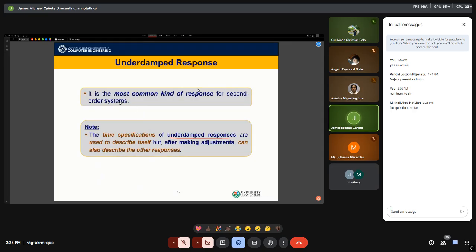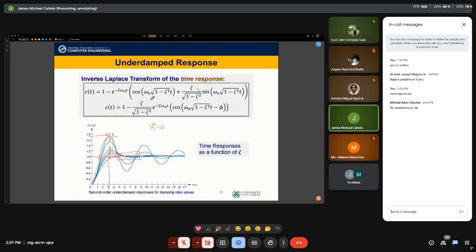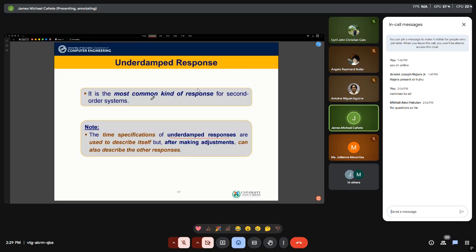So how do we know that this is the most common type of response? I think textbooks or studies in the field have determined that the second order is very common, like a combination of electrical networks or a combination of springs, dampers, masses. Their behavior is a second order system. So that is our focus.